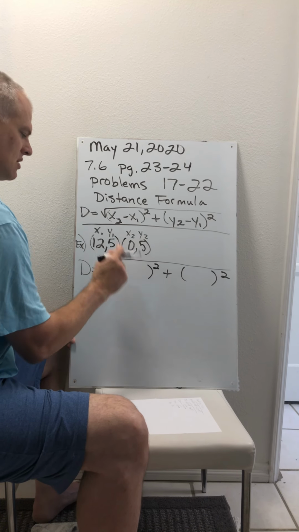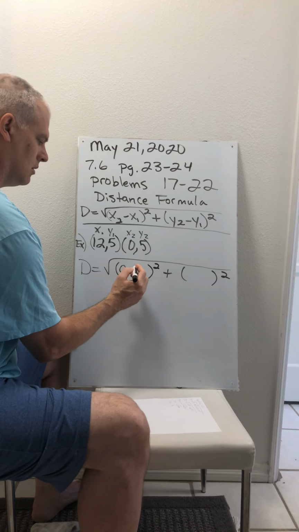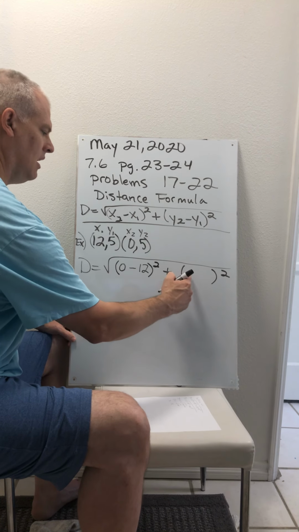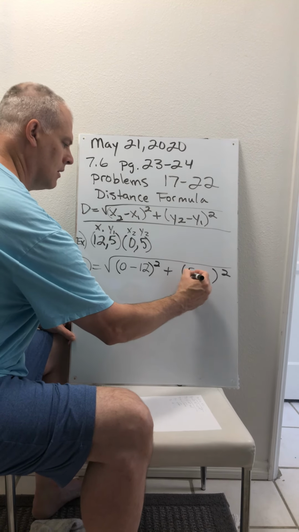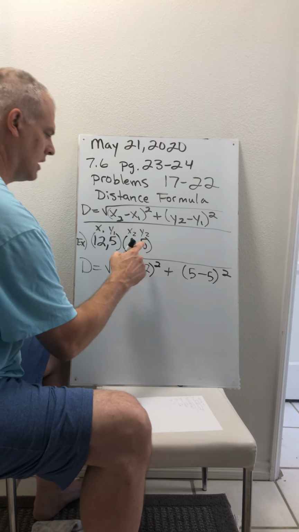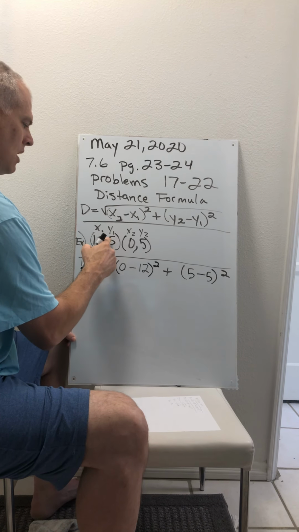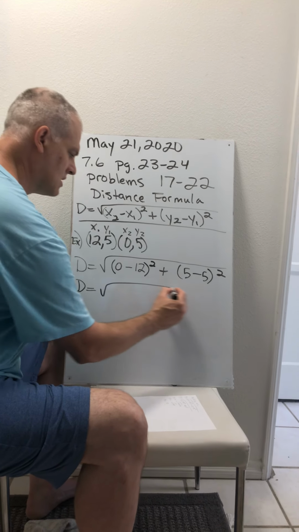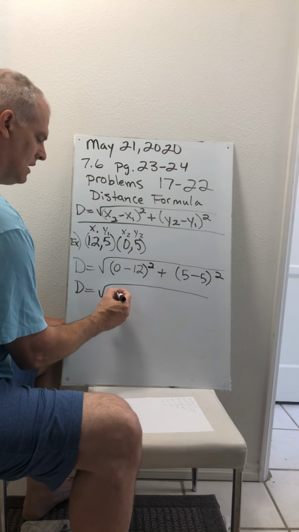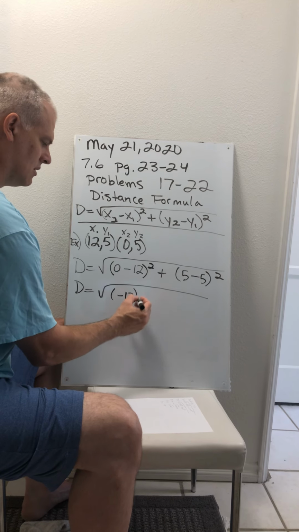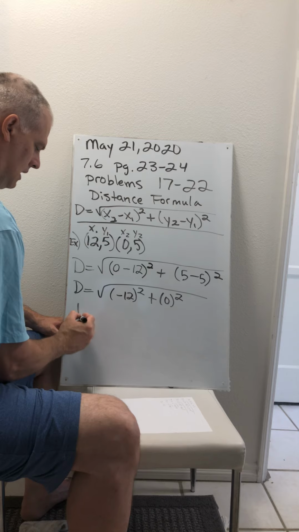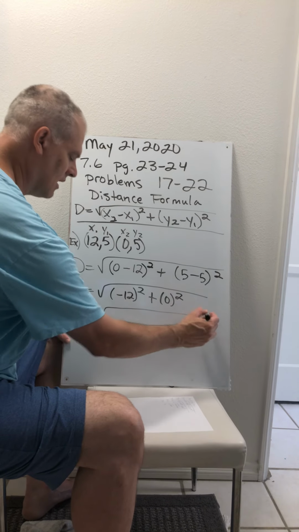So if I go to x2, which is 0, but 0 minus 12. And the other one I'm going to put 5 minus 5. So again, my y2 was 5, my y1 was 5. So again, I have to rewrite the square root sign. I subtract these, I get negative 12 squared plus 0 squared. Again, I rewrite the square root sign.